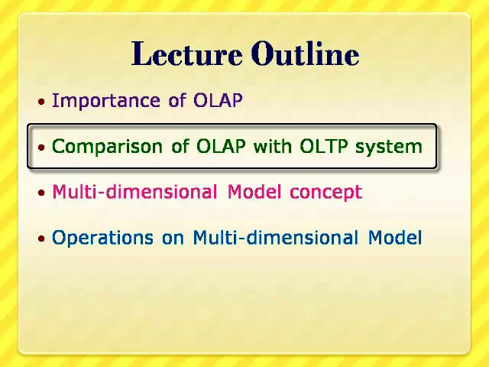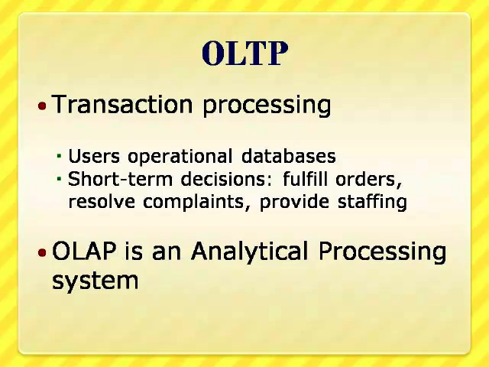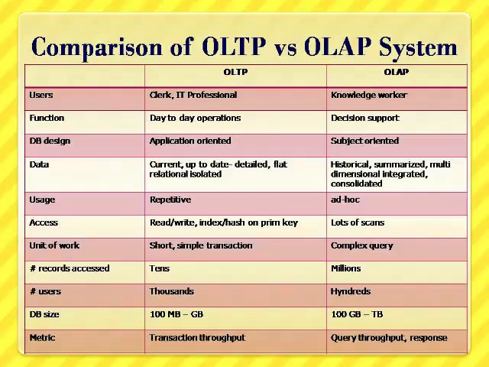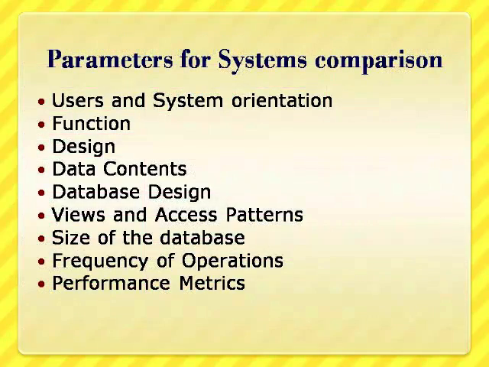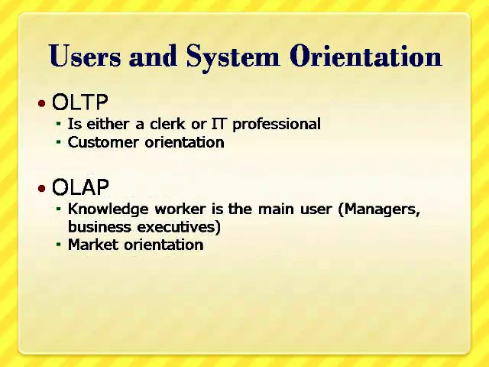It's different from OLTP systems, so let us highlight the differences between these two kinds of systems. As I mentioned earlier, OLTP is a transaction-oriented processing system, whereas OLAP is an analytical processing system. The differences are shown on the slide with respect to various parameters. When we consider the first parameter, users, the main distinguishing features considered in comparing these two systems are users and system orientation, data contents, database design, view, access patterns, size of the database, frequency of operations, and the performance metrics.